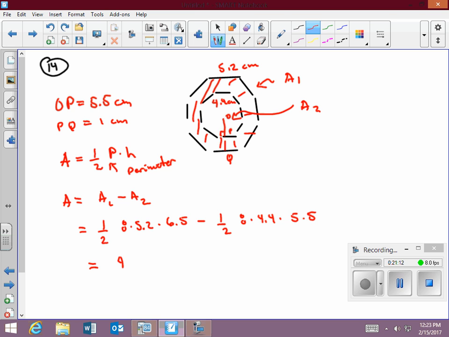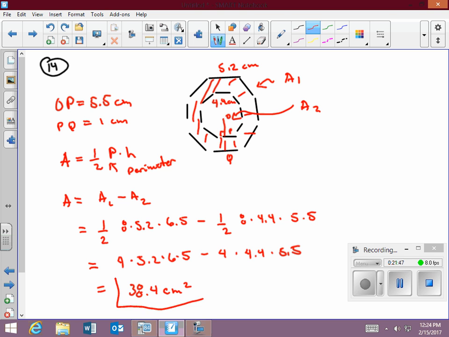So it's 4 times 5.2 times 6.5 plus minus 4 times. So when you get through calculating that out, what did you come up with? 38.4 centimeters squared.